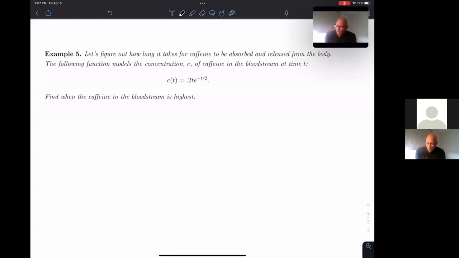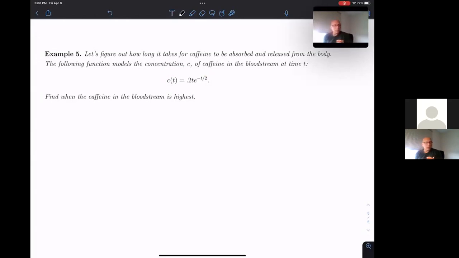All right, folks. So this is an example from section 4.7 on optimization. It's the example that we didn't do in class, and I want to do it on a video. So it says the following: let's figure out how long it takes for caffeine to be absorbed and released from the body. The following function models the concentration C of caffeine in the bloodstream at time t. We're given a function C of t equals 0.2 t times e to the minus t over 2. Okay. And the goal is to find when the caffeine in the bloodstream is the highest.